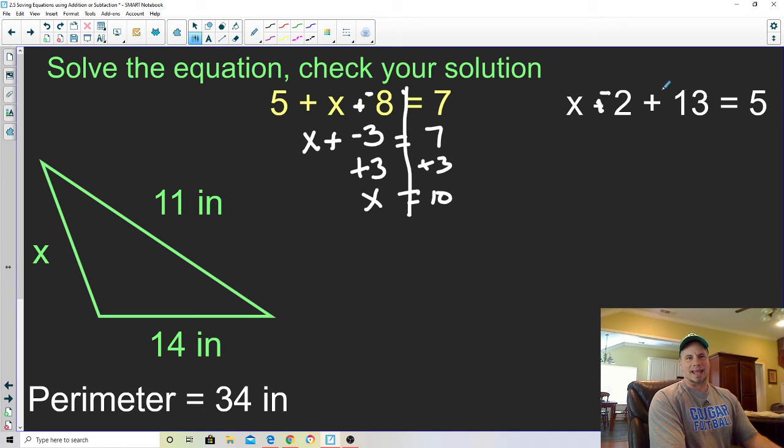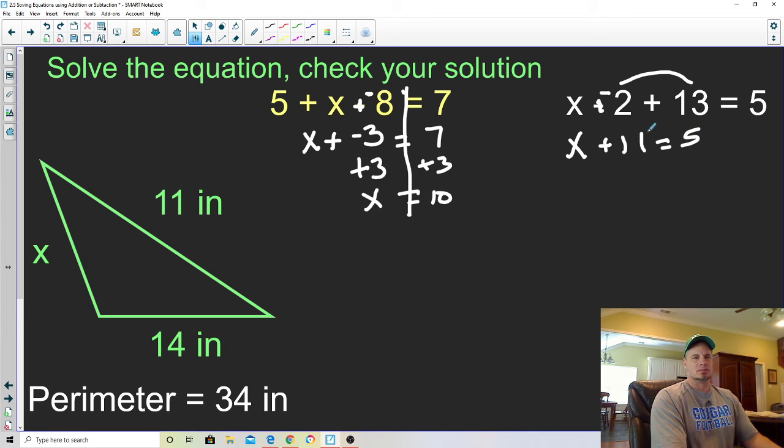Here we want to keep it, change it, we'll make everything addition. So I want to add like terms first. I want to simplify this a little bit better than what it is. So what I'm going to do here is rewrite it, and put those together. I've got a positive and a negative. That means to subtract. So it's 13 minus 2, which is 11. That's plus 11. That equals 5.